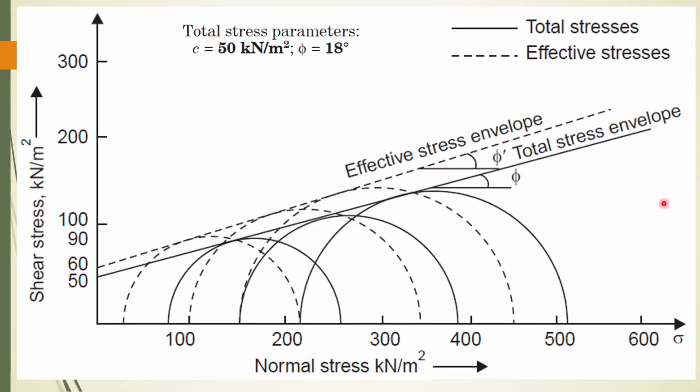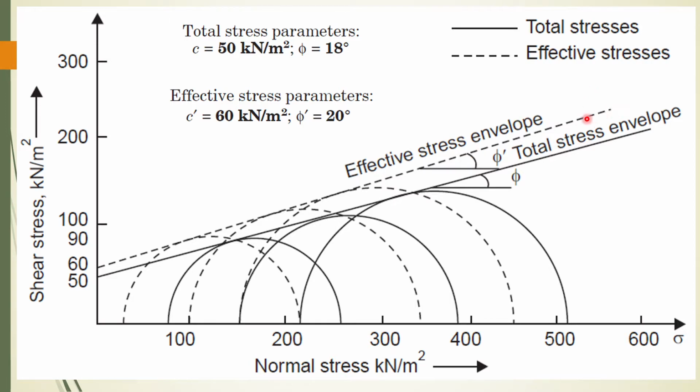So if you look at the total stress envelope, the solid line, you can see that the solid line is meeting the shear stress axis at point 50. So C value will be 50. And if you measure this angle with the protractor, you will be getting the phi value, and in this case phi value is obtained as 18 degrees. Similarly, you can measure for effective stress also.